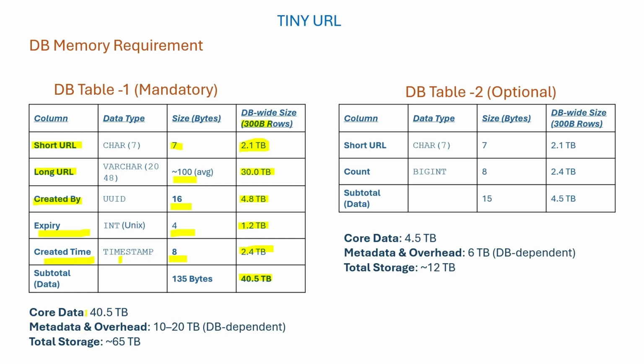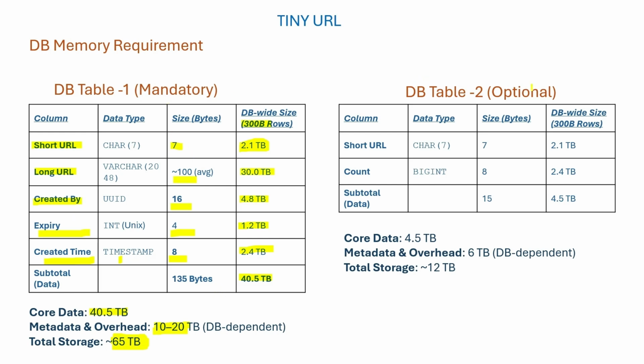And this is more about the core data the database would be storing, and we'll be having some metadata and overhead storage which are required for this table, estimating it to be around 10 to 20 TB. We should be in total having approximately 65 terabytes, or we would be needing 65 terabytes of storage for this mandatory table.